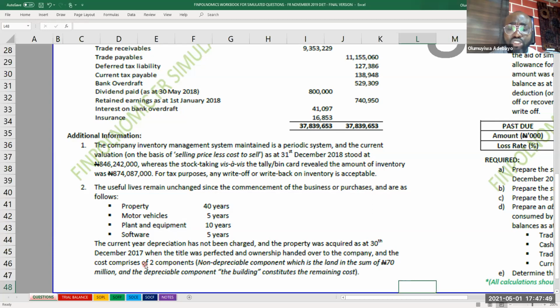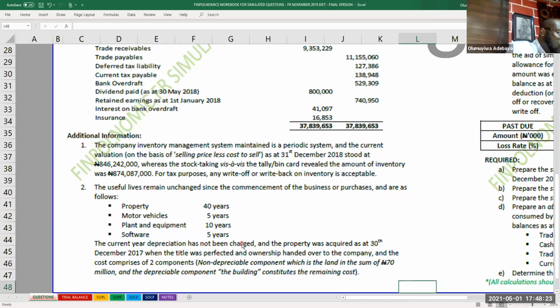Somebody would have said, why can't you charge depreciation for 2 days, 30th and 31st? Who can tell me why you wouldn't have charged depreciation for 2 days, 30th December 2017 and 31st December 2017? I think depreciation is charged annually, once, and not daily or weekly.